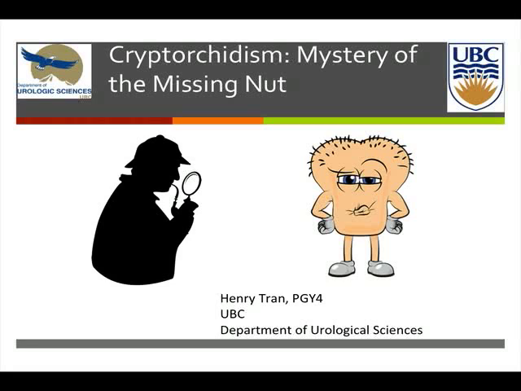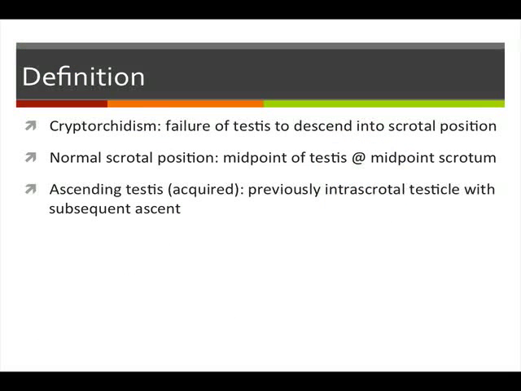So today's talk will be looking at cryptorchidism. Just first, starting off with some definitions. We know cryptorchidism is defined as failure of the testes to descend into a scrotal position. Typically, this normal scrotal position is defined as when the midpoint of the testicle is within the midpoint of the scrotum. There's also a phenomenon called an ascending testes or an acquired cryptorchidism. It's basically a previously intrascrotal testicle that subsequently ascends afterwards.